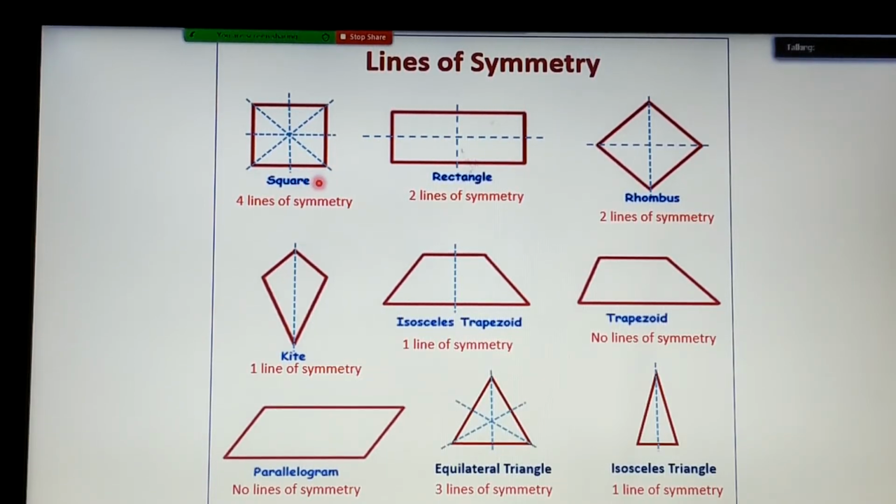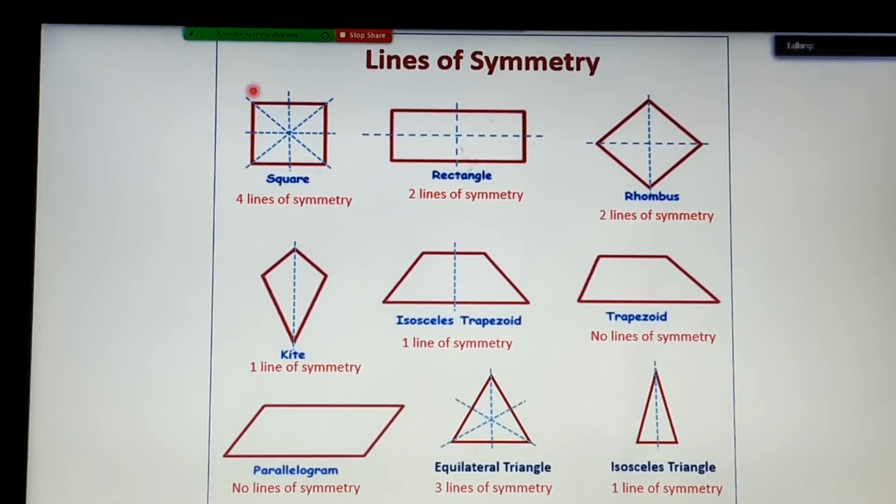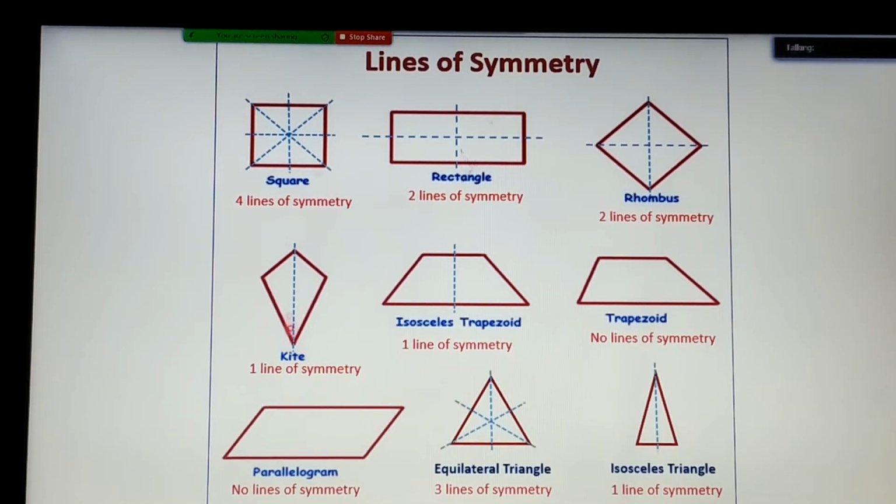Here, square, 4 lines of symmetry. 1, 2, 3, 4. Rectangle, there are 2 lines of symmetry. Rhombus, 2 lines of symmetry. If you get a kite, yes, you can. Here, they have only one symmetric axis. Isosceles trapezoid, here 1. Trapezoid, no lines of symmetry. Here isosceles trapezoid, here trapezoid.